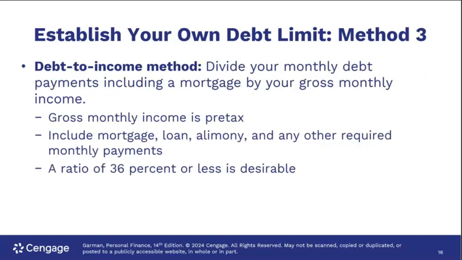Next, we have debt payment to income. So you divide your monthly debt payments, including your mortgage, by your gross monthly income. Gross monthly income is your pre-tax. So you include any debts, mortgage, loans, alimony, any other required monthly payment. Anything over 36% is considered over indebted. Preference is that it would be less than that.